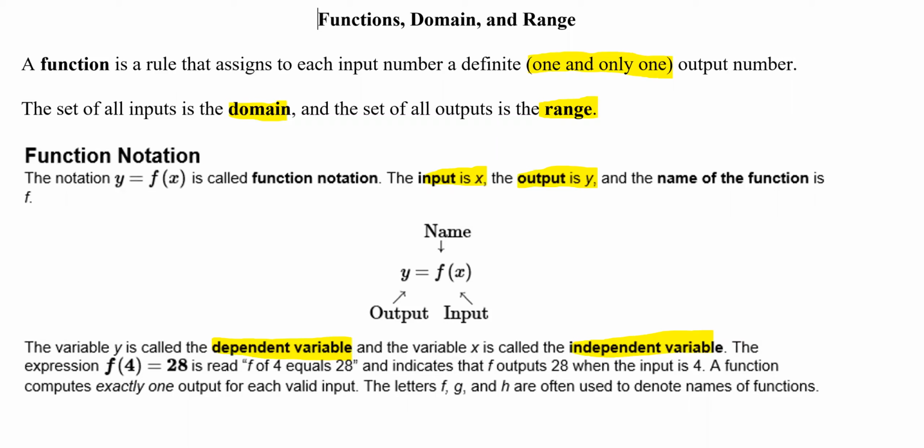The expression f of 4 equals 28 is read f of 4 equals 28 and indicates that f's output is 28 when the input is 4. A function computes exactly one output for each valid input. The letters f, g, and h are often used to denote the names of functions.